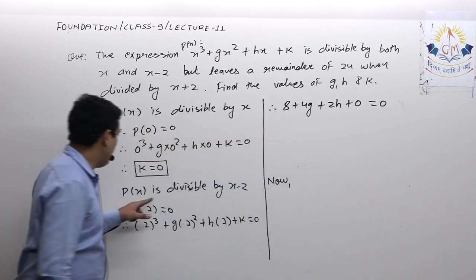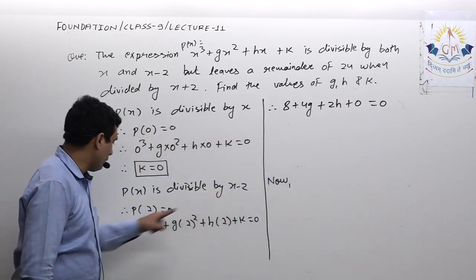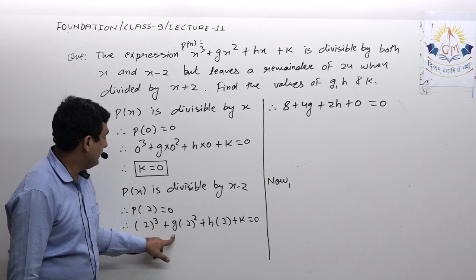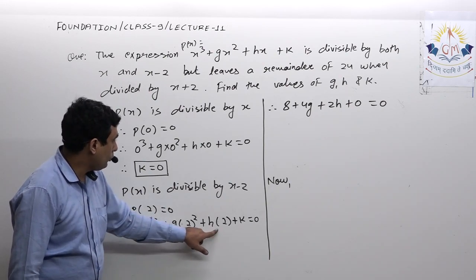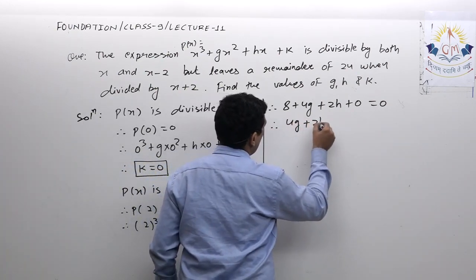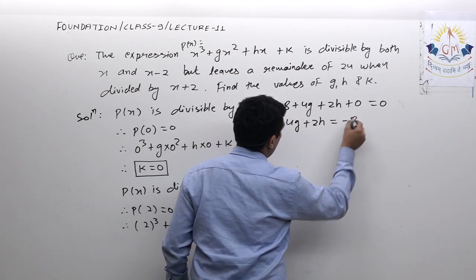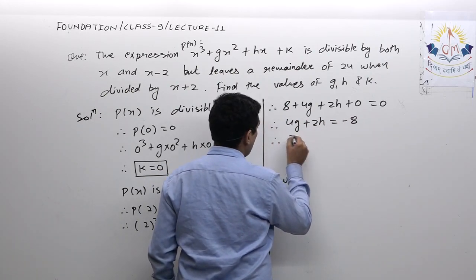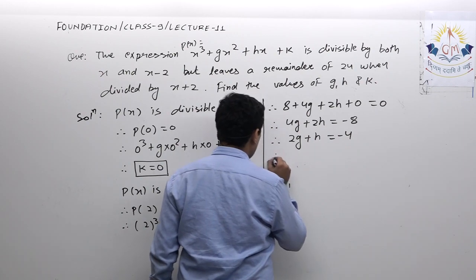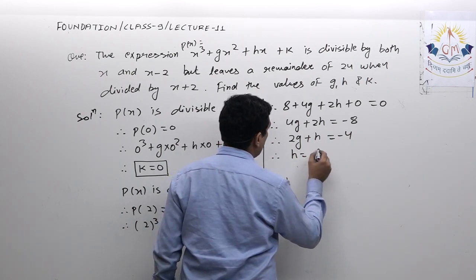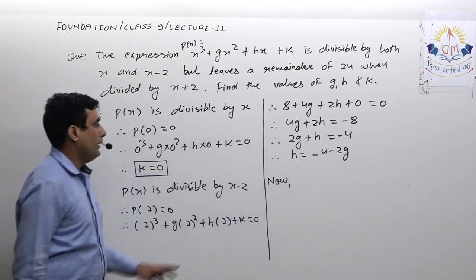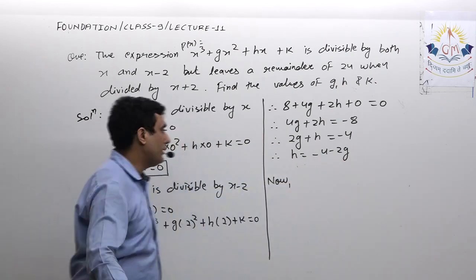It is given it is divisible by x minus 2, so p of 2 will be 0, not p of minus 2. So 2 cube plus g into 2 square, that is 4g, plus 2h plus 0 equal to 0. So here I can say 4g plus 2h is equal to minus 8. Therefore 2g plus h is equal to minus 4. Therefore I can say h is equal to minus 4 minus 2g. So here we got the relation between two variables g and h.